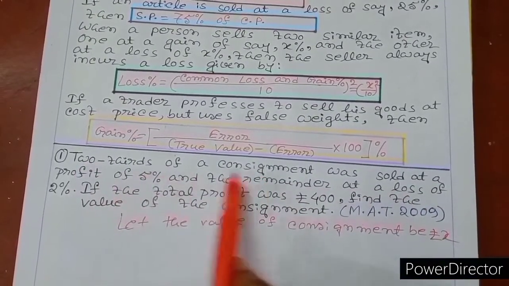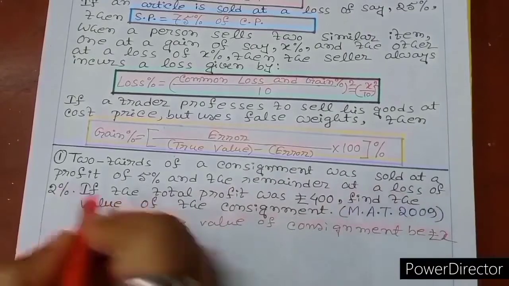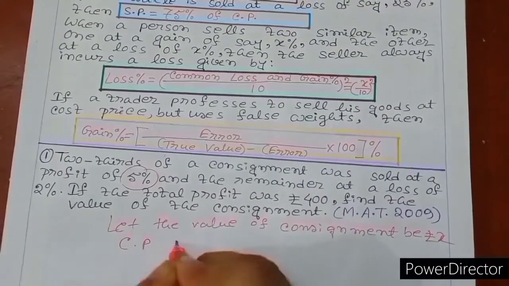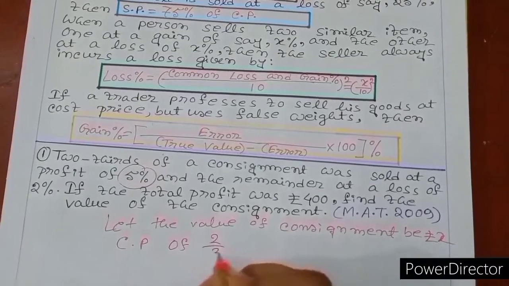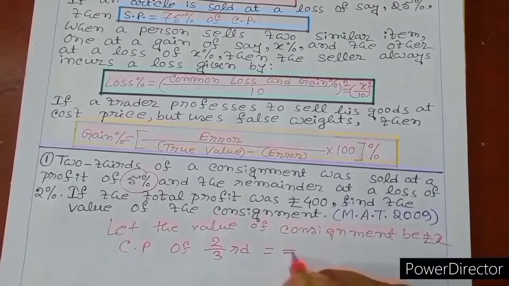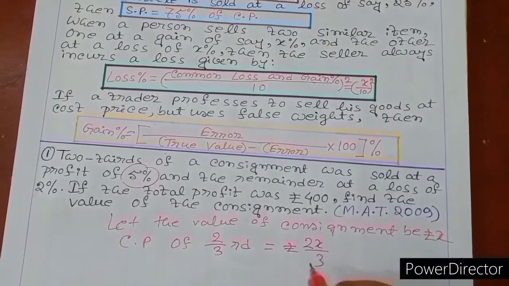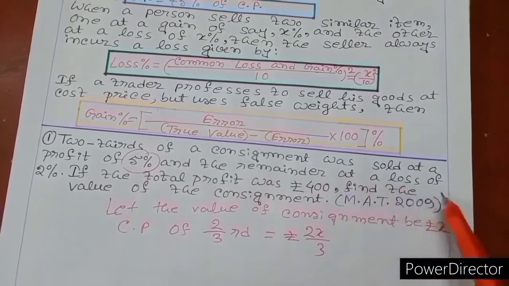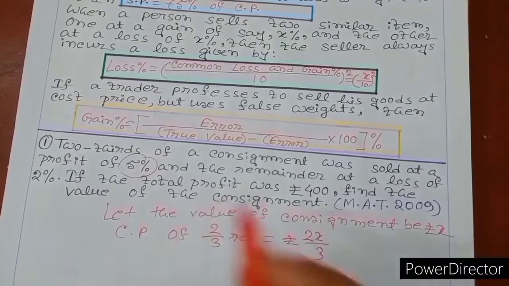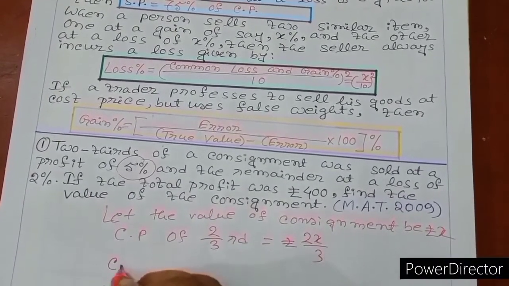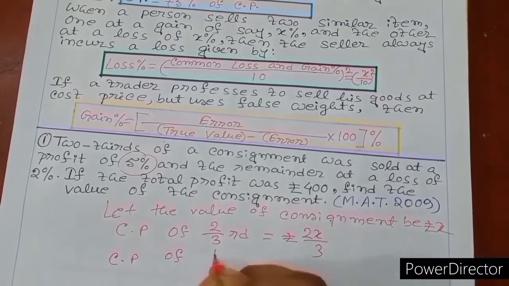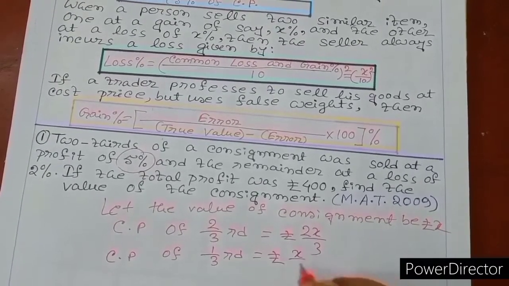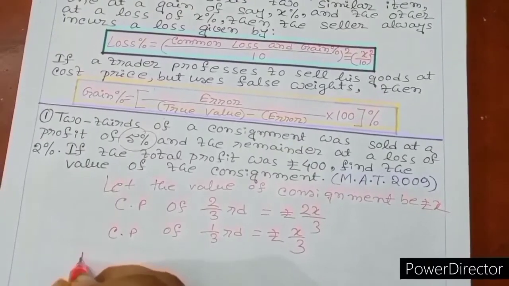First say 2/3 of a consignment was sold at a profit of 5%, means cost price of 2/3 equals 2x by 3. It's 5% profit and the remainder at a loss of 2%. Remainder means 1/3. So cost price of 1/3 equals x by 3.